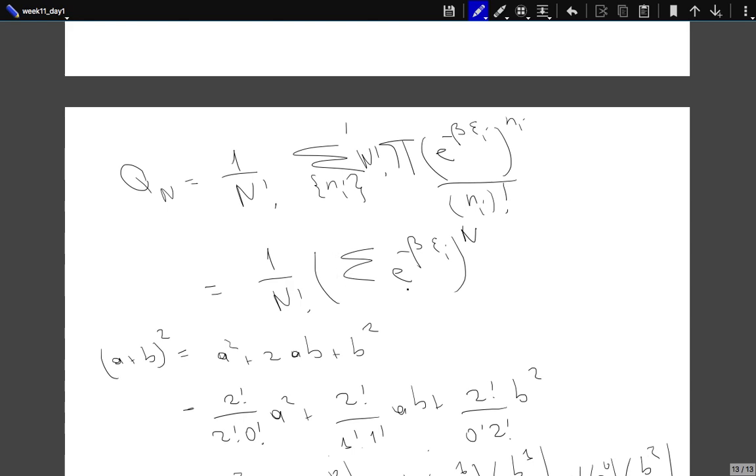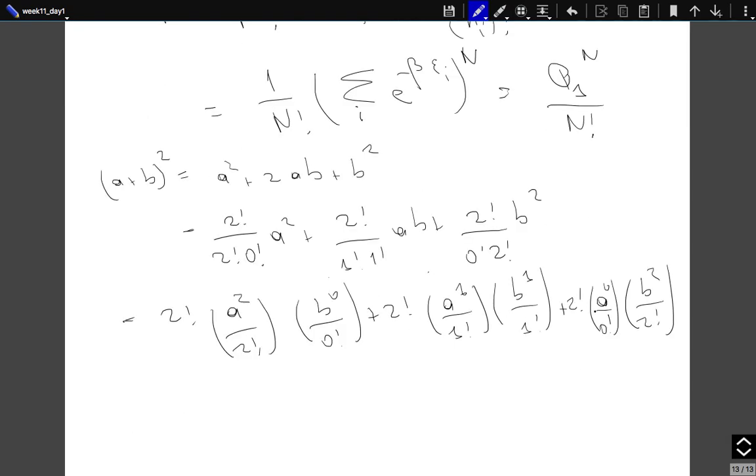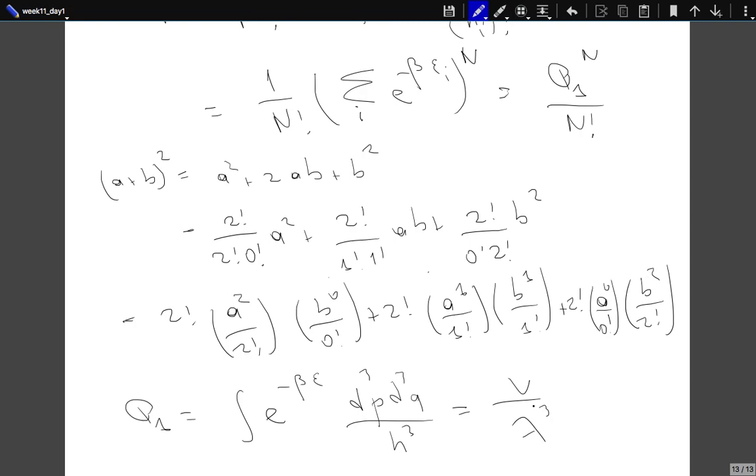And here I'm summing over all i, all the single particle states, but that is nothing but the partition function of a single particle. Well, this is what we had used very frequently. And this, for the free particle Q1, if you remember, is nothing but the integral of e to the power minus beta epsilon, d cubed p, d cubed q, divided by h cubed. And this is actually V over lambda cubed.